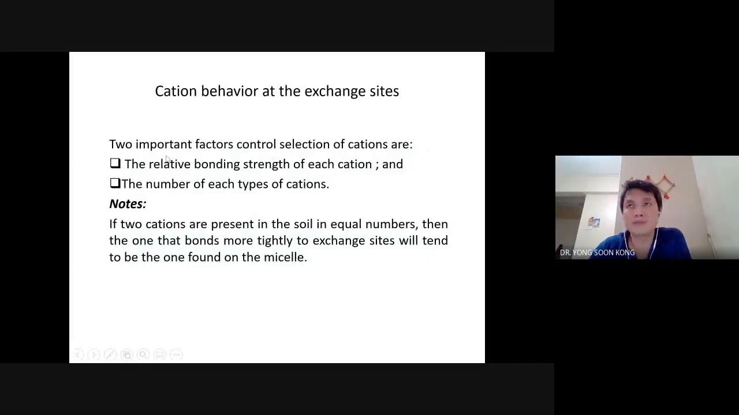So why can aluminium absorb more into the soil? That is because of this: the number of each cation and the relative bond strength of each cation. The bond strength here involves how strong the electrostatic attraction is that a cation can form with a negative charge surface. The sequence of absorption capacity that I showed you earlier indicates that, but here we are going to learn why they behave that way.